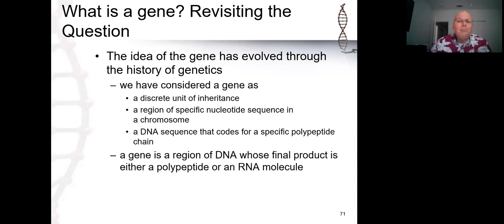So in the end, probably the best that we can say about a gene is that, and this is the statement at the bottom, a gene is a region of DNA whose final product is either a polypeptide, not a specific polypeptide, but just a polypeptide, or an RNA molecule. That's probably the best that we can say if someone asks, what is a gene? More to come, I guess, as people think this question through a little bit more.